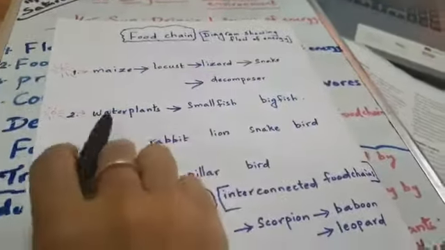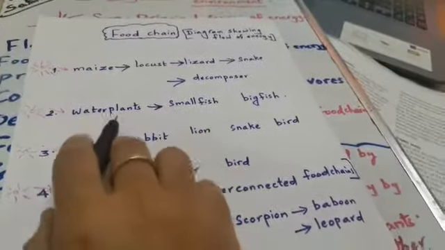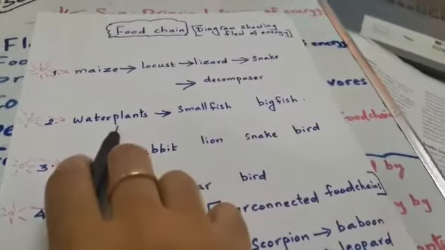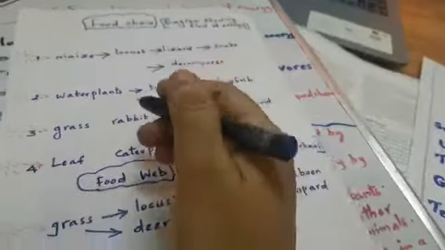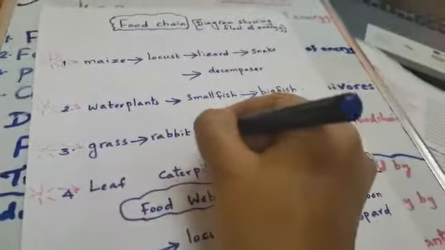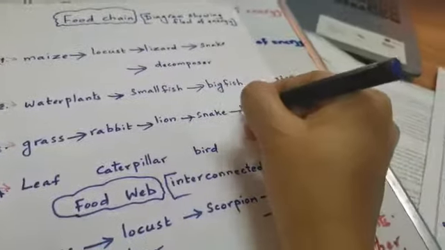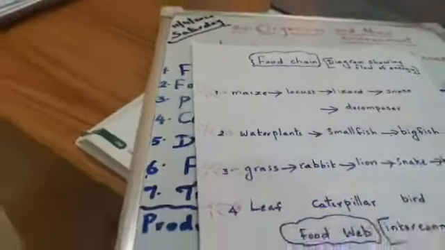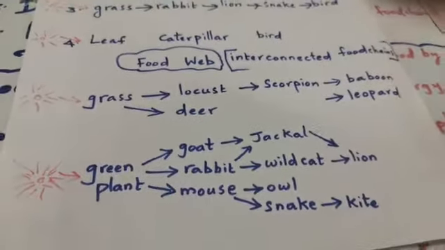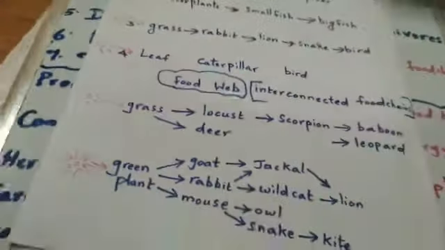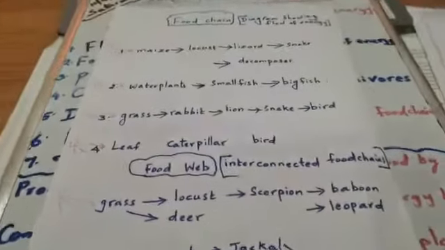If we are considering a pond or any water food chain, then water plants, a small fish, to the big fish. Or grass to rabbit to lion to snake and to bird, like that. The arrows show the energy flow. And here you can see the examples of food web. So we can continue this topic in the next session.